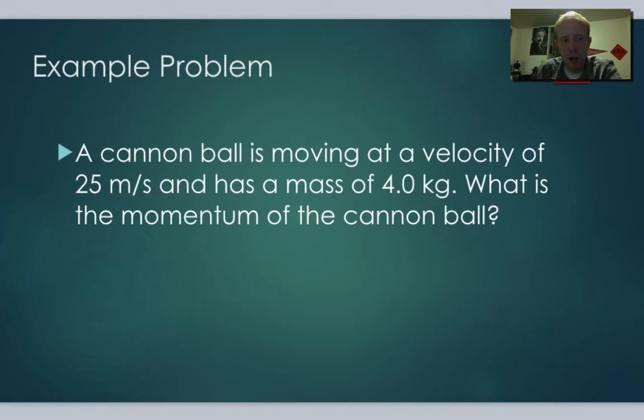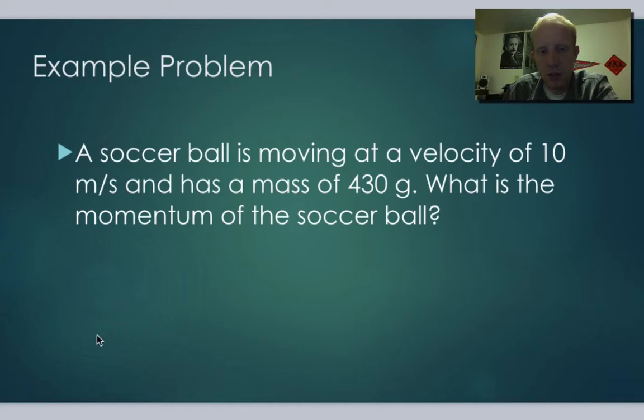All right. So let's try this example right here. Go ahead and try it on your own really quick. A soccer ball is moving at a velocity of 10 meters per second and it has a mass of 430 grams. What is the momentum of the soccer ball? Go ahead and try this one on your own. It shouldn't take you too long if you think through it.